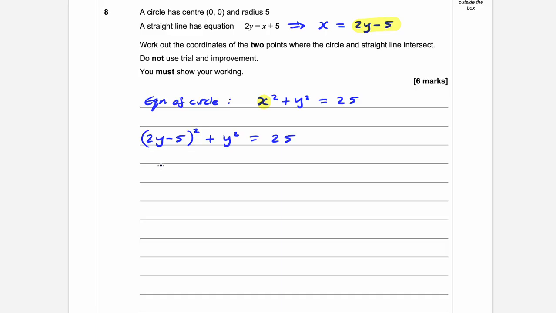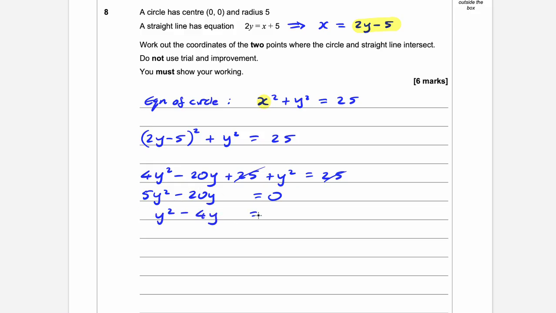Multiply this out. I'll do it quite the quick way, guys, but make sure you know how to do it. 4y squared minus 20y plus 25 plus y squared equals 25. Add these two, I get 5y squared minus 20y, and then luckily these two cancel, so this equals 0. Divide everything by 5. y squared minus 4y equals 0. Factorize: y(y minus 4) equals 0. y equals 0, or y minus 4 equals 0, and y equals 4.